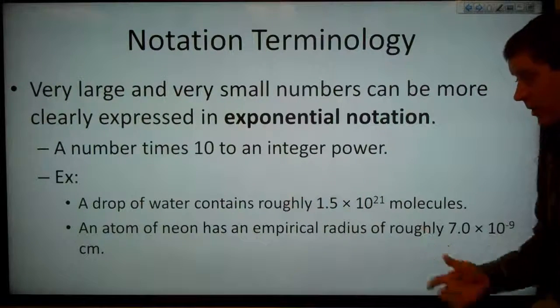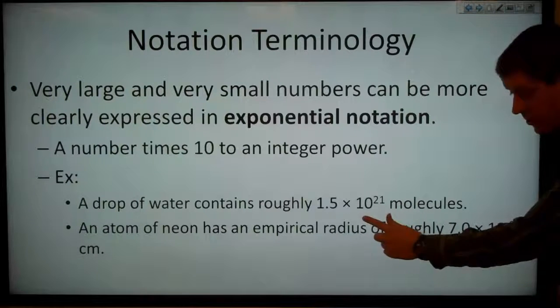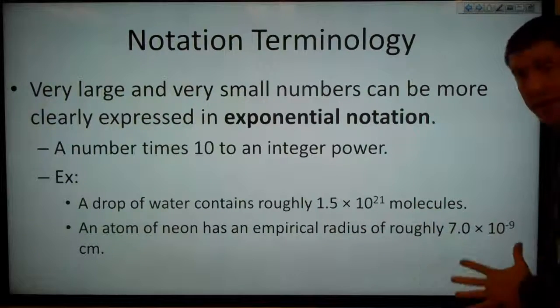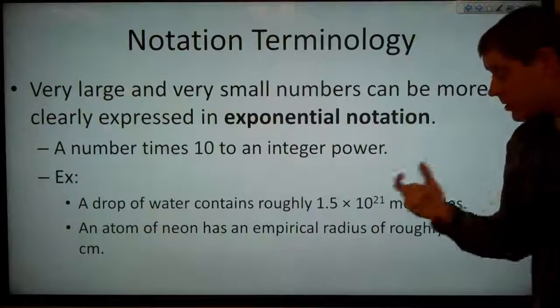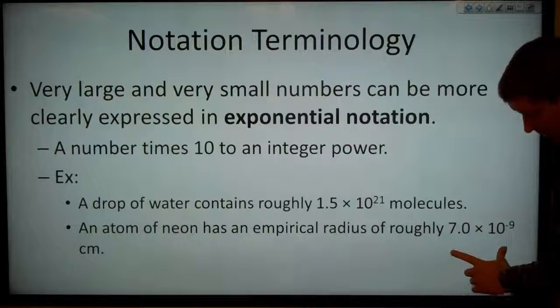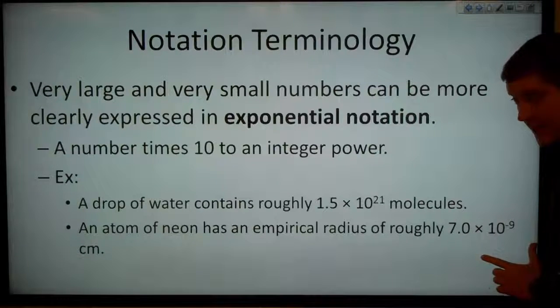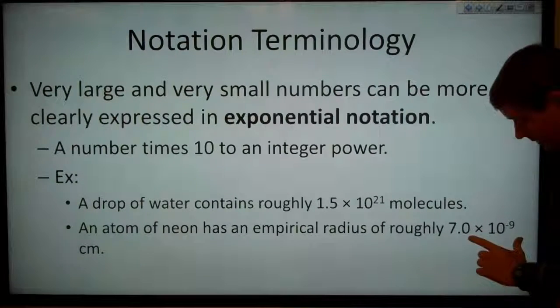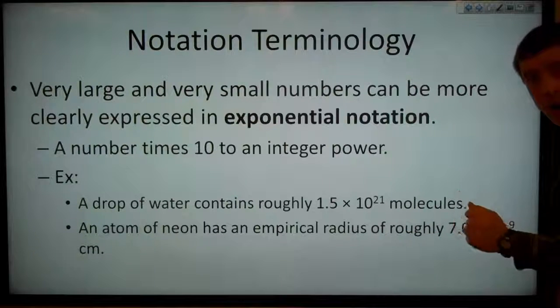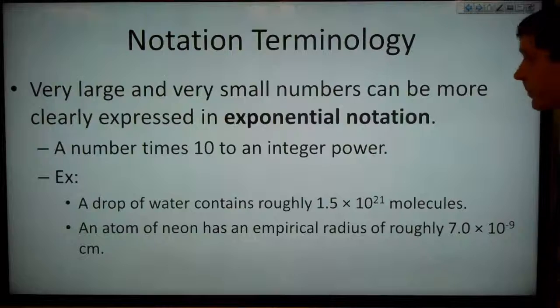So a drop of water contains roughly 1.5 times 10 to the 21 molecules. This is a lot easier for us to work with instead of having a string of 21 zeros after the 5. An atom of neon has an empirical radius of roughly 7.0 times 10 to the minus 9 centimeters. Again, this is easier to work with instead of having all those zeros in there that we have to count and write every time we want to write this number down.